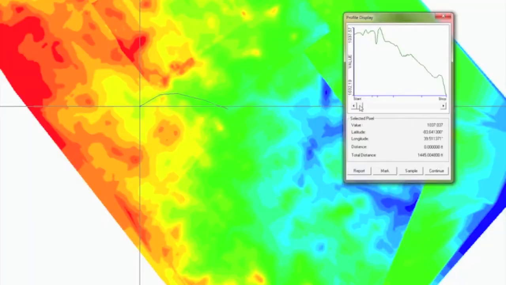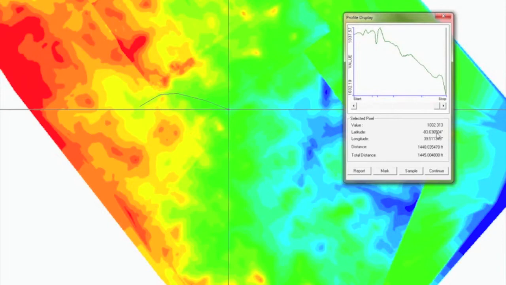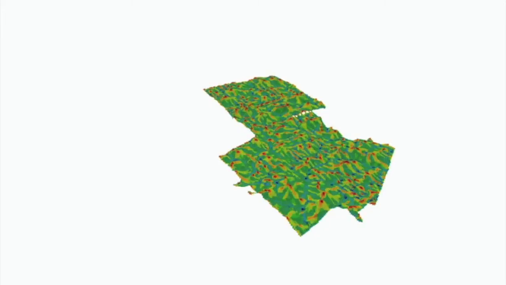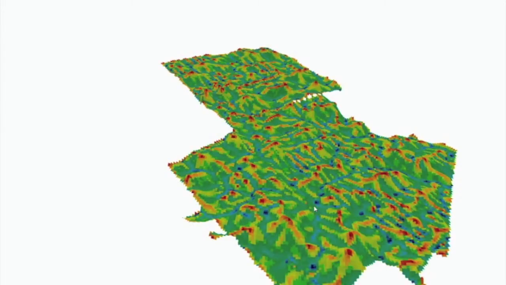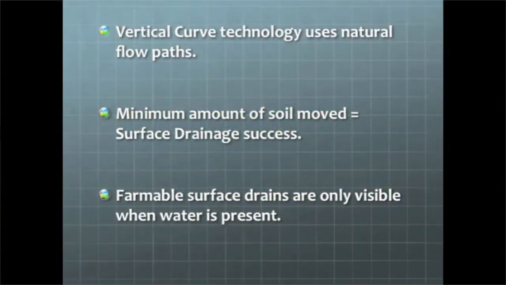The path of least resistance is to follow the contoured natural flows cutting to depressional lows and holding grade. By following the natural flow using vertical curve technology, we intend to just knock off the bumps rather than cutting a new channel. Many areas in the flow path are already perfectly graded. You will find places whereby removing the bumps surface water will start to flow. A minimum amount of soil moved equals surface drainage success.